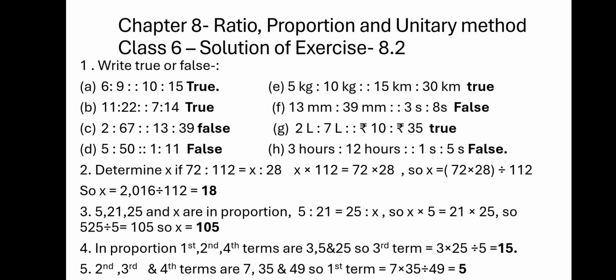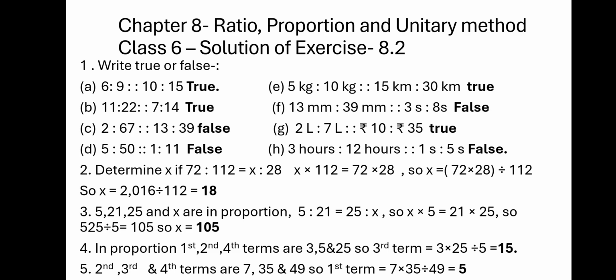In proportion, the first, second and fourth terms are 3, 5, 25 respectively. So the third term equals 3 into 25 divided by 5, which is equal to 15. Because the first and the fourth terms we are multiplying, that is 3 into 25, and we are dividing it by the second term.